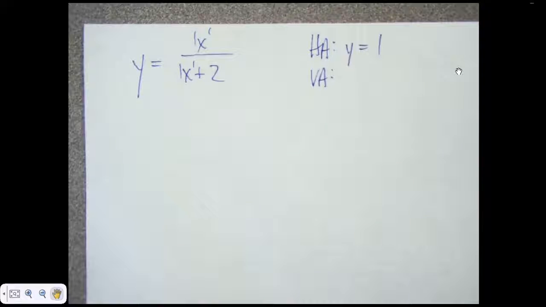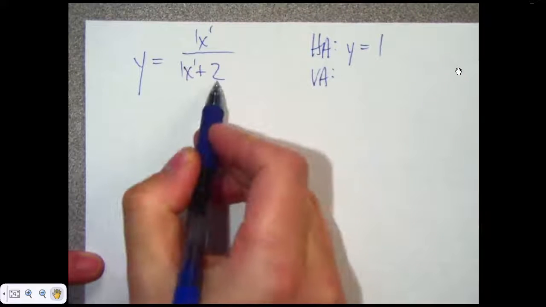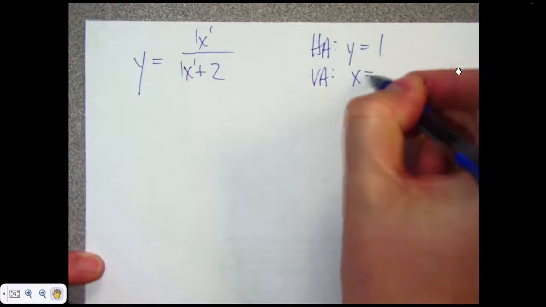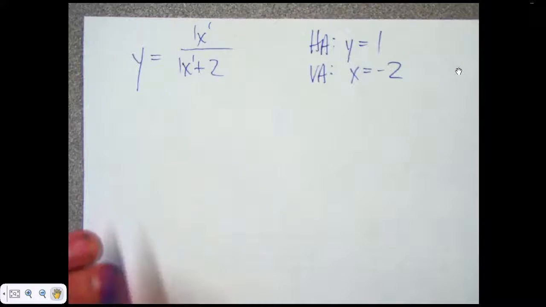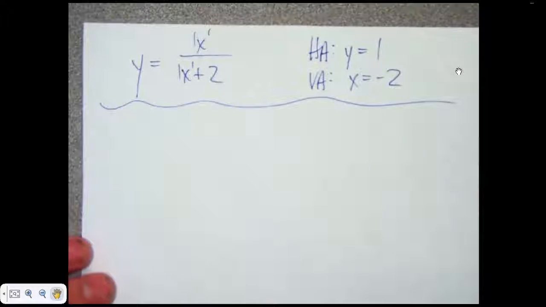1. Vertical asymptotes happen when the bottom equals 0. So if I set x plus 2 equal to 0 and solve that, there is a vertical asymptote at x equals -2. So that's my first, original equation information.